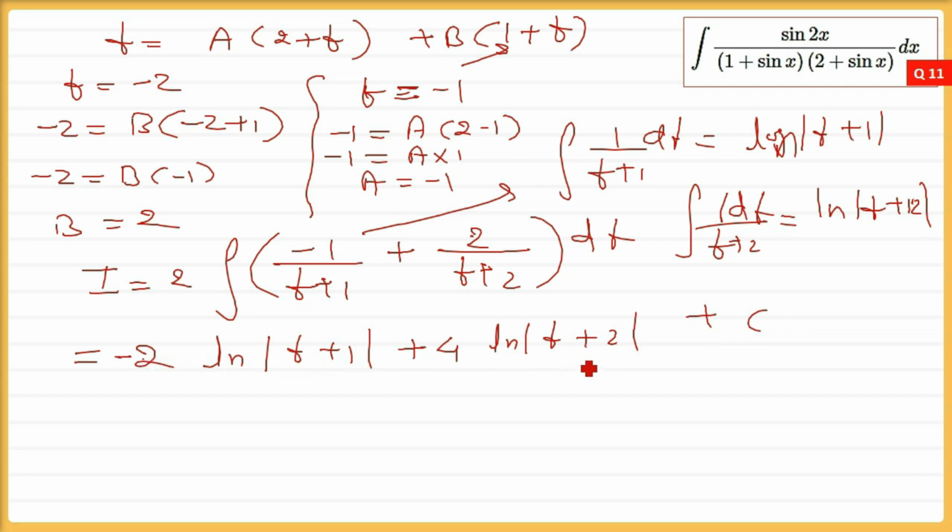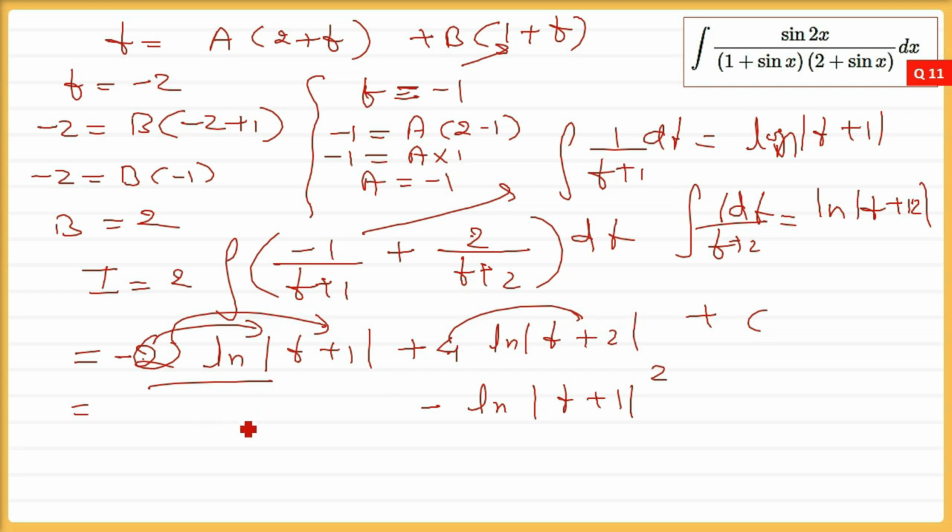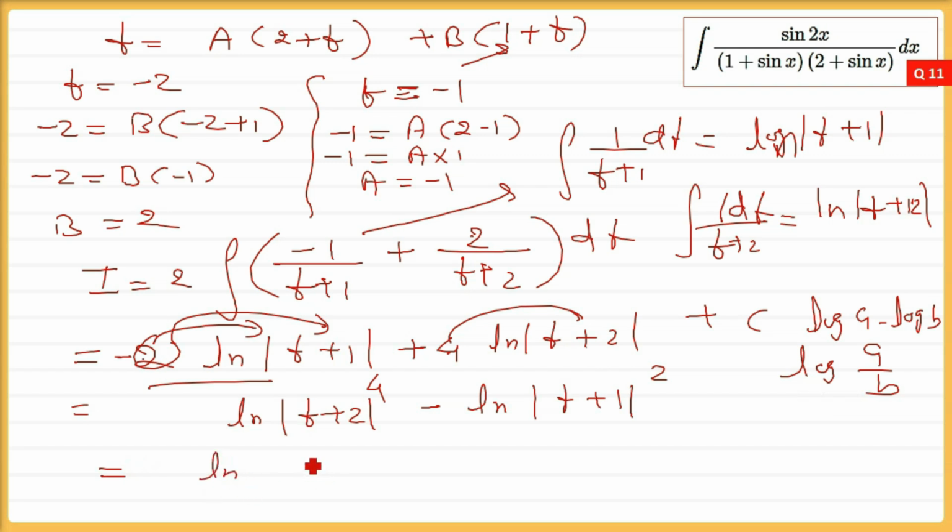So you have -2 in front, and 4 in front. Just write it as 4 ln of t plus 2 minus 2 ln of t plus 1, that will be easier. The 2 will go to the power: ln of t plus 1 to the power 2, and ln of t plus 2 to the power 4. Now you know a log b is log b to the power a, and log a minus log b is log a by b. That's what we are employing here.